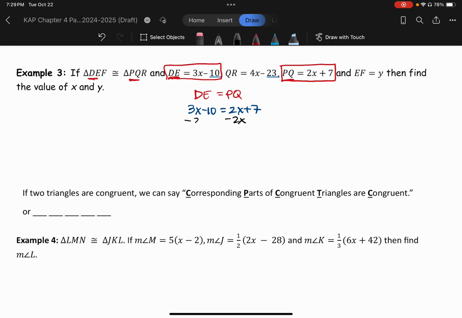Here, just solving for x, we minus 2x on both sides. We get x minus 10 is equal to 7. If I add 10 to both sides, we get that x is equal to 17. Okay, but if I look at this question, it said find the value of x and find the value of y. So let's focus our attention on y.